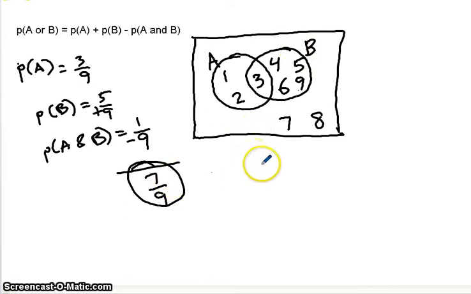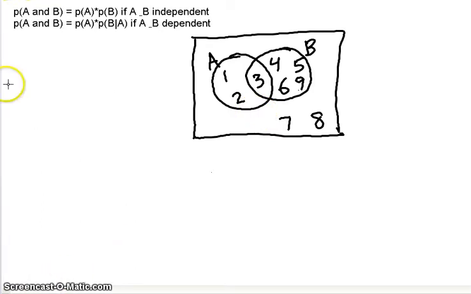If we want to talk about the multiplication rule, here we go, the AND scenarios. First, I have to talk about dependent versus independent events. Independent events are events where whether or not one of the events happens is not affected by whether the other event happens.